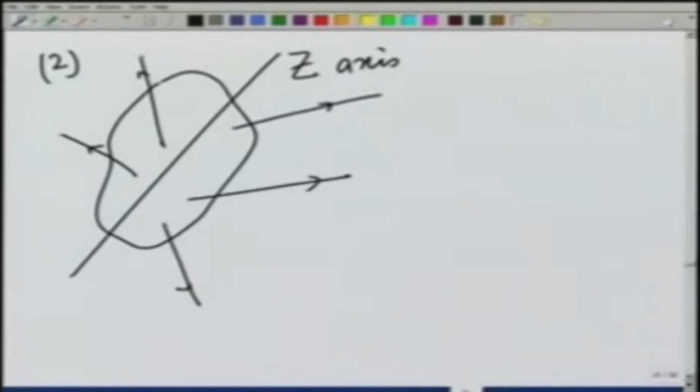That line can be arbitrarily chosen to be the z axis. So, this is force F1, force F2, force F3, force F4, force F5, and they are all intersecting the z axis or a given line at one point or the other. Let us see what happens in this case.